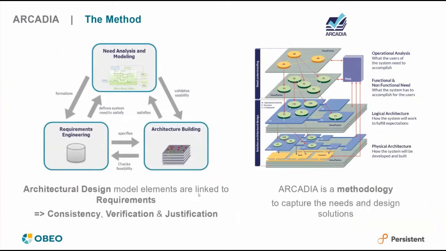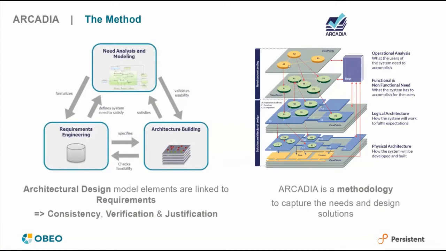As you probably know, Arcadia is based on 4 main perspectives or layers. The first 2 perspectives are dedicated to capturing the need, and the 2 next layers are dedicated to modeling the solution. So the operational analysis at the top, here in yellow, captures what the users need to accomplish, whereas the second layer, the system layer, introduces the concept of the system to capture what the system has to accomplish to fulfill the user's needs. These 2 layers are so dedicated to understanding and capturing the need.